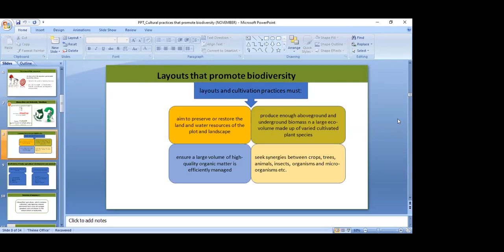But if you decide to plant something like a potato or any other creeping crop, like a golden melon, a watermelon, a cucumber, all of those things will cover the topsoil. They will prevent erosion, and they will do well on that land, unlike when you use maize. So any layout you are going to do must serve the purpose of preserving and restoring the land and water resources of the land.